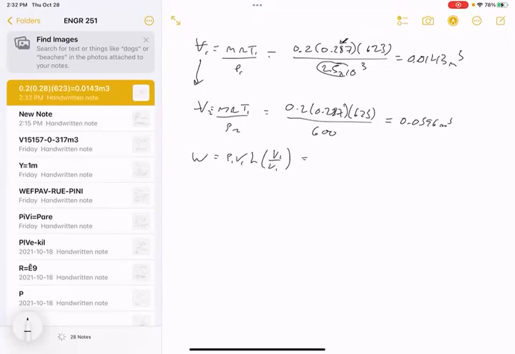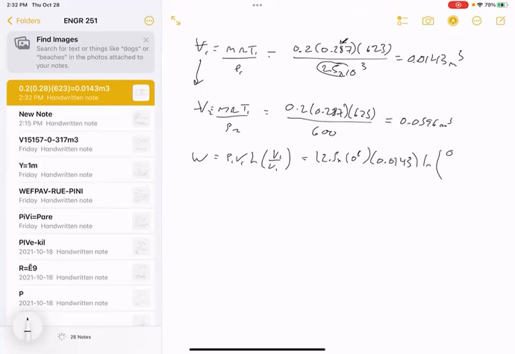So this is what we're going to use to get the work done in this step of the process. Remember, this is a cycle, so we will have to consider the net work, which is going to be considering the work of the next step in the process. So P1 is 2,500 kilopascals. Well, actually, let's keep it in pascals. So 2.5 megapascals. So 2.5 times 10 to the 6 times V1, which is 0.0143 times the ln of V2 over V1.